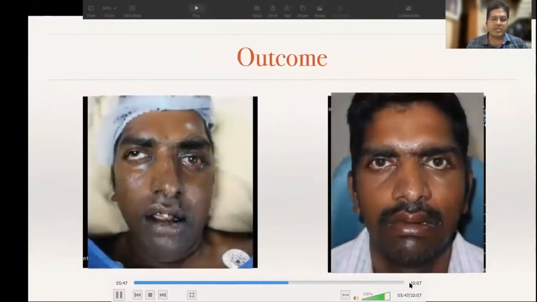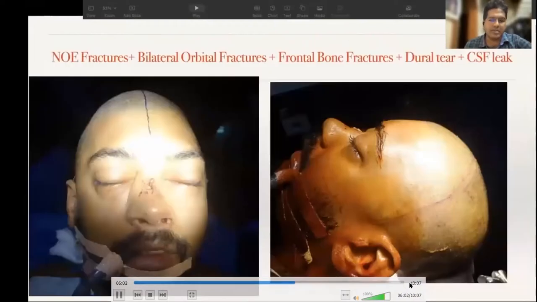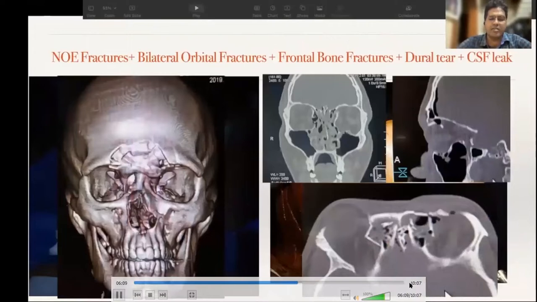This is about 6 weeks out from surgery. This is a recessed model, orbito-ethmoidal fracture, where the impact is right at the bridge of the nose. You can see, as an example, this is an annoying fracture where he fell down the stairs and hit the railing. We can see that the frontal bone is fractured, as well as, because of the impact, both the floor and the medial wall on both orbits are involved in this fracture.